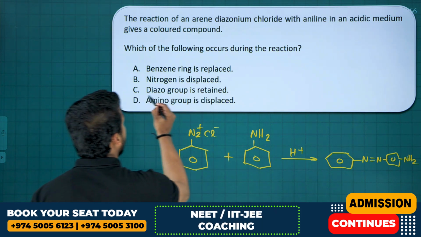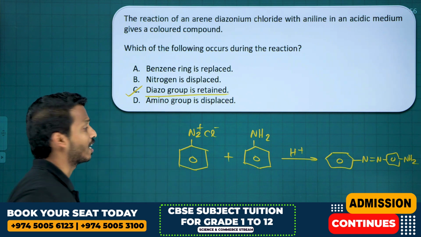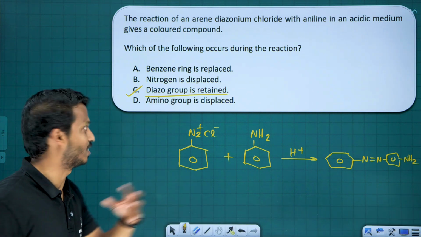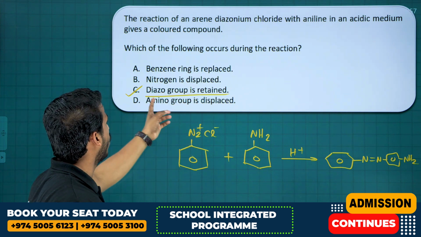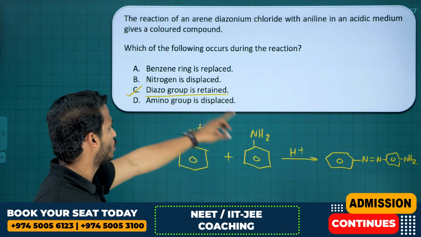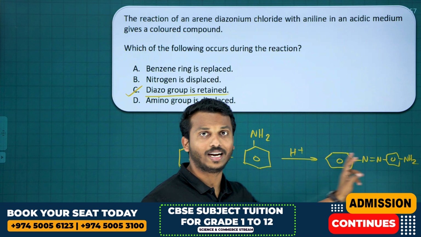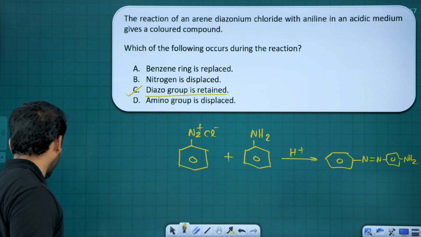What is the reaction called? Azo group is obtained. It's a coupling reaction, azo dye test. Okay, so benzene ring is replaced, no. Nitrogen is displaced, no. Nitrogen is there. Azo group is obtained, yes. And amino group is replaced, no.